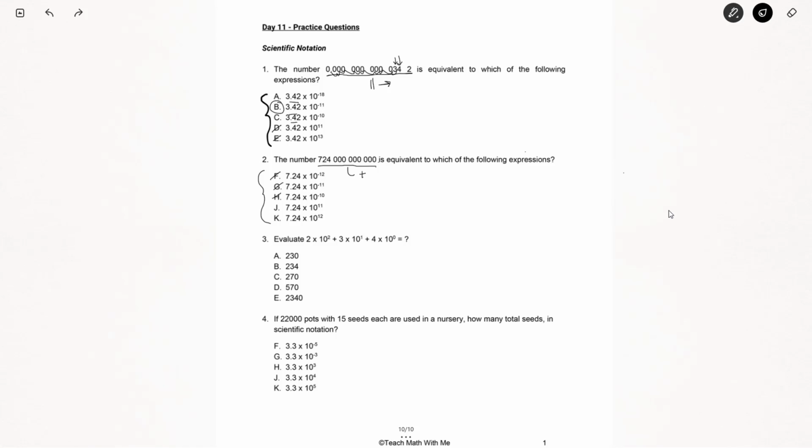We have an understood decimal point at the end of the number after the last zero. So we have to see how many positions we're going to move that. We're going to move the decimal point to the left, and we'll go 3, 6, 9, 10, 11. We're going to go between the 7 and the 2, the first non-zero digits reading from left to right. So we moved that 11 positions, so that means we're going to have a positive exponent of 11, and that corresponds to answer choice J, 7.24 times 10 to the 11th power.